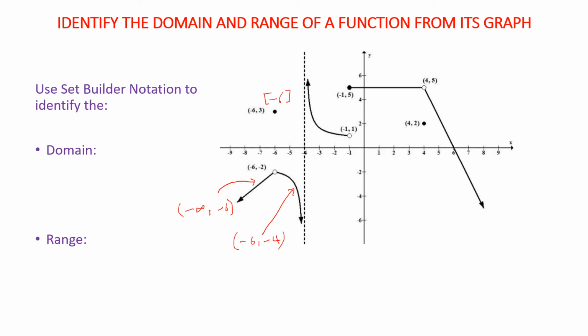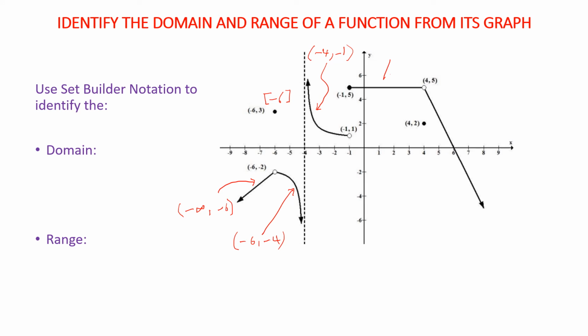Now we have to identify this one. This one starts at negative 4, which is not included because it's asymptotic, it's going that way, and negative 1. So negative 1 is not included also, so it's going to be this.